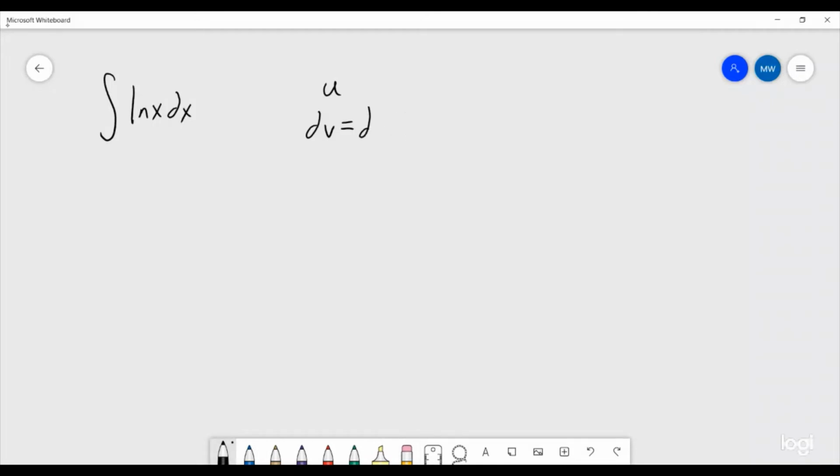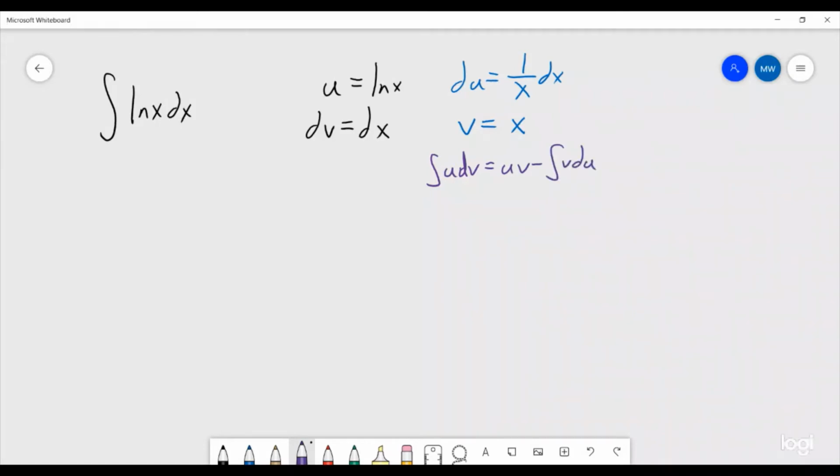So if dv is dx, then we are going to let u be equal to the natural log of x. So then that tells us that du is going to be the derivative of the natural log of x, that is 1 over x dx, and then the integral of dx, so v is just going to be x. So from the parts rule, the integral of u dv is equal to uv minus the integral of v du.